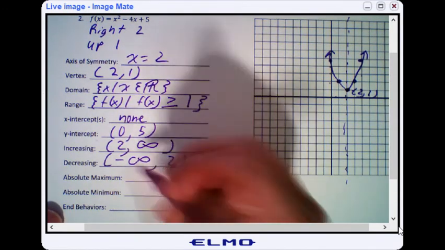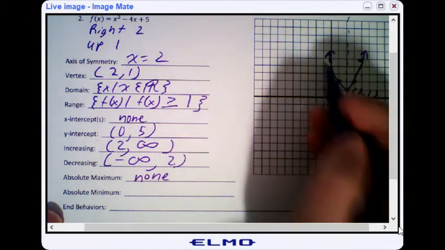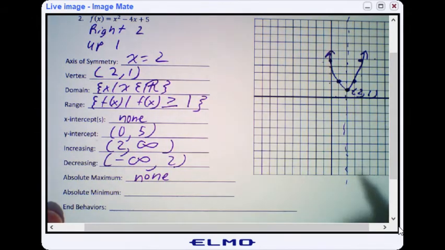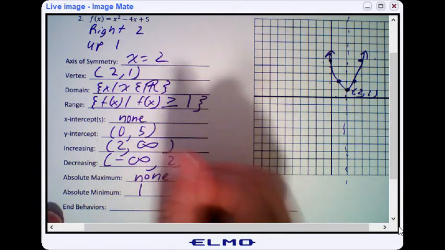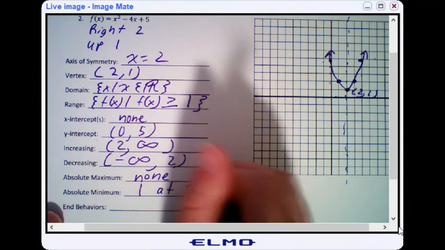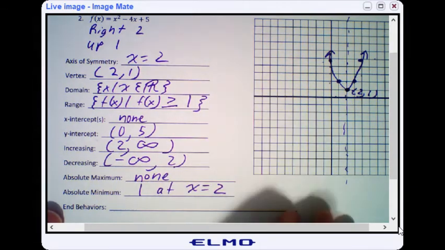Absolute maximum, I will not have one here because I go up forever in both directions. My absolute minimum is going to be my vertex, or 2, 1. So we have our y value at x equals 2 here, so 1 at x equals 2.